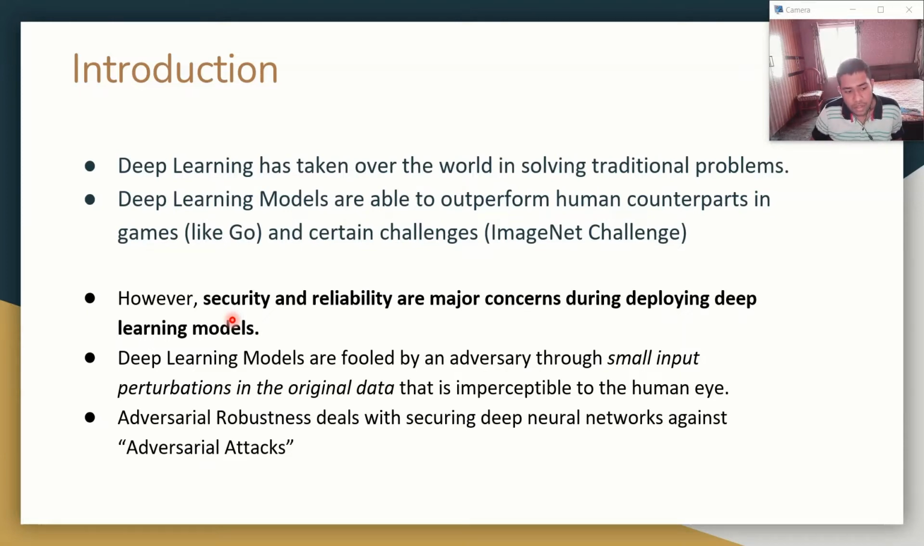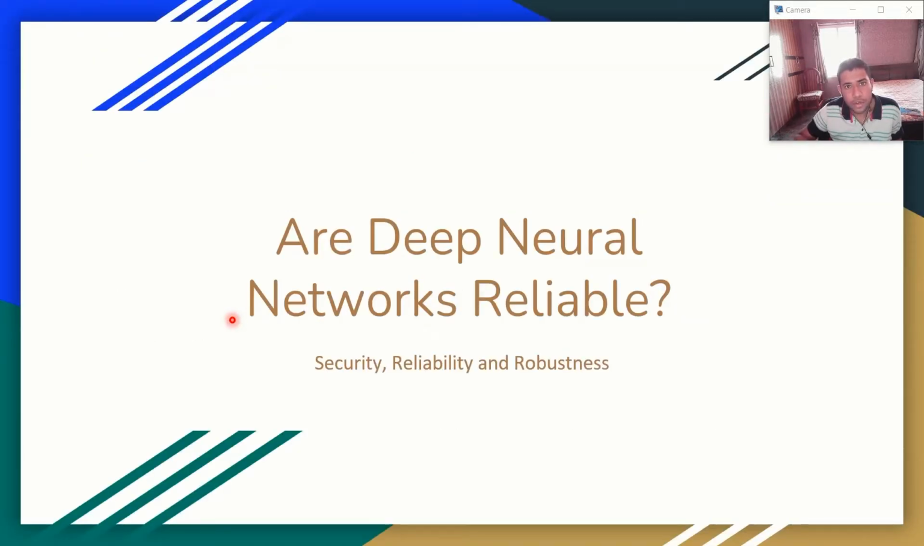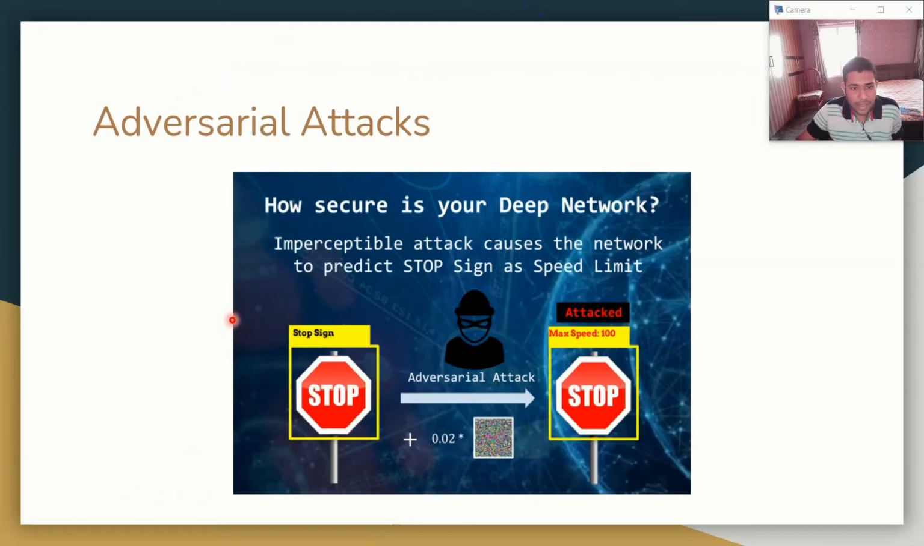So adversarial robustness as such deals with securing deep neural networks against adversarial attacks. The goal of this presentation will be to talk about adversarial attacks and then propose certain defenses for countering the adversarial attacks. So are deep neural networks reliable? This is a question we are trying to answer in this case. So we'll just have an overview of what adversarial attacks are.